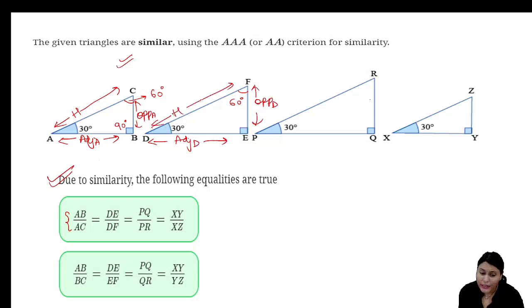So through similarity we can see that AB, that is the adjacent, upon AC, that is the hypotenuse, is equal. If we observe the ratio AB upon BC, AB is the adjacent and BC is the opposite. So adjacent upon opposite are equal. So these ratios we have seen through similarity. Now let's observe the same thing through simulation.